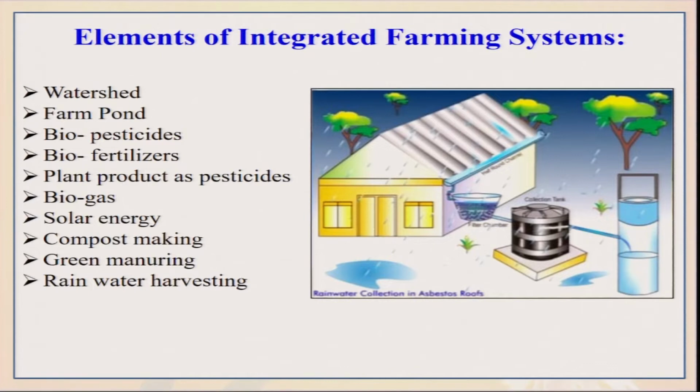We also promote biopesticides, different neem based pesticides, different biofertilizers, maybe some azotobacter, maybe some rhizobium, maybe some phosphorus solubilizing bacteria. I have already discussed in my earlier classes the different types of biofertilizer available, and also compost making, green manuring and rainwater harvesting, because nowadays in the climate scenario rainwater harvesting is very much important, because every time rainfall is changing.